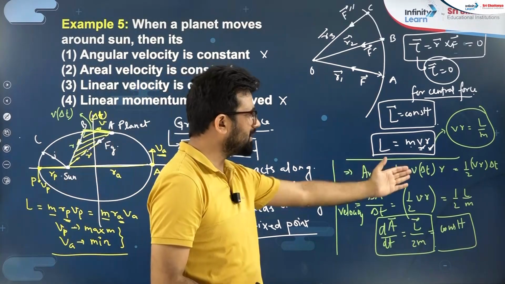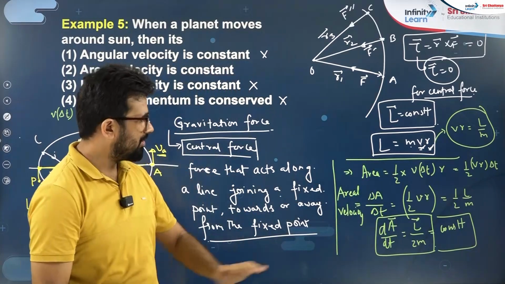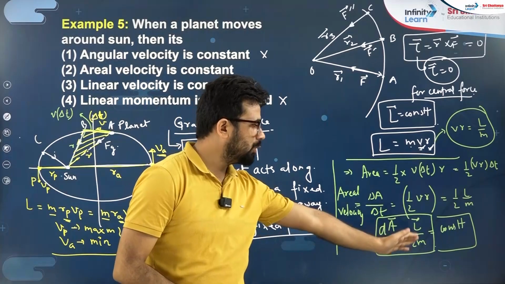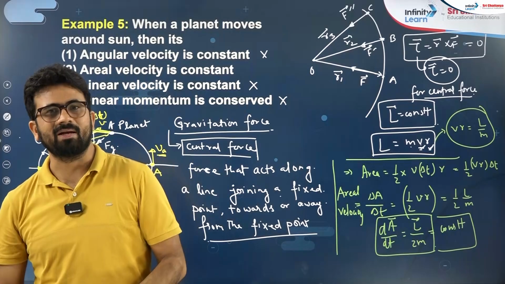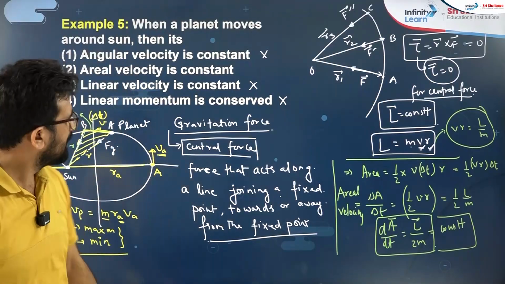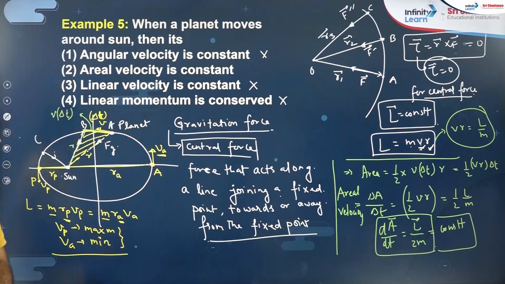And the areal velocity here remains constant, that is dA by dt is equal to L by 2m. L is constant, that means areal velocity is constant. So this thing we have to understand. Okay, now we can move to the next question.